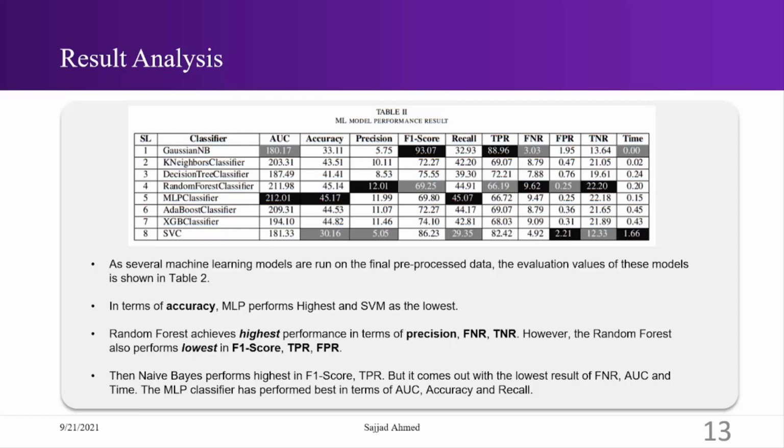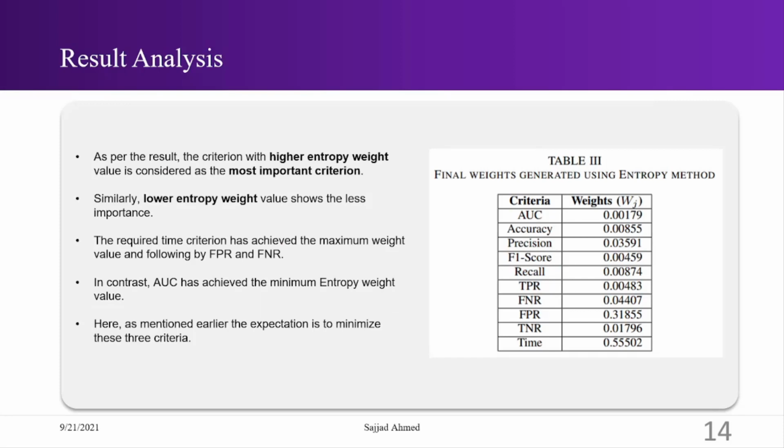The naive Bayes classifier performs highest in terms of the F1 score and true positive rate. However, it comes out with the lowest result in terms of the false negative rate, AUC, and time. The MLP classifier achieves the highest in terms of AUC, accuracy, and recall. Then we discuss the entropy method. The output of the entropy method is shown in this table too.